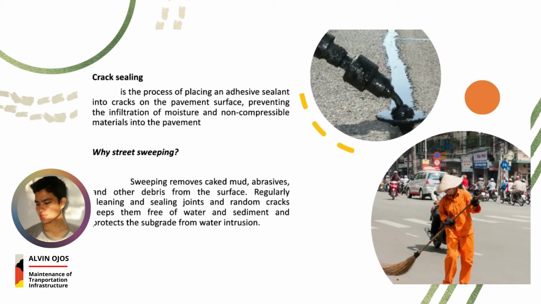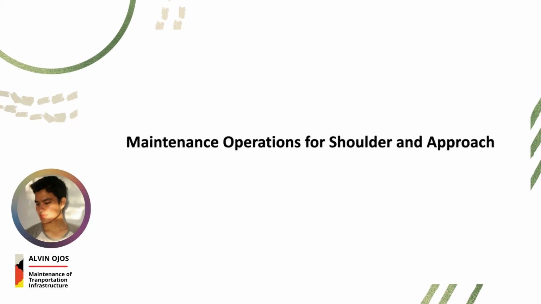And next we have street sweeping. But why street sweeping? Sweeping removes caked mud, abrasives, and other debris from the surface. Regularly cleaning and sealing joints and random cracks keeps them free of water and sediments and protects the subgrade from water intrusion. The next topic is about maintenance operations for shoulder and approach.